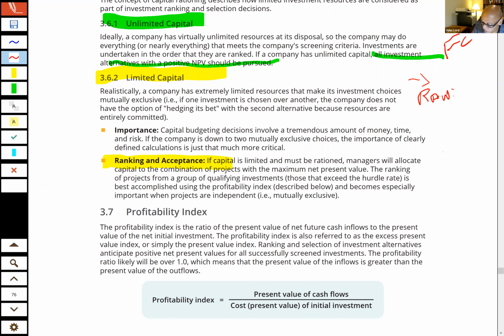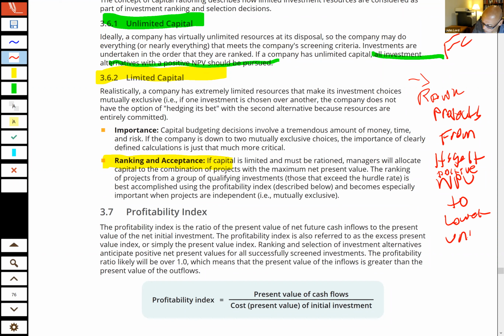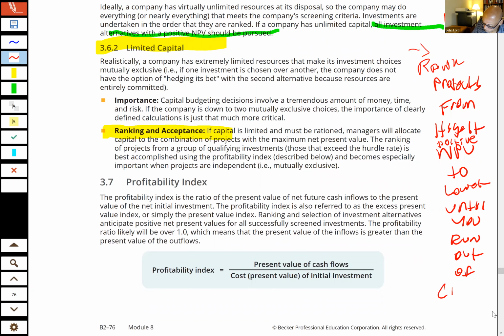Okay, so we have limited capital. Go ahead and rank projects from highest net present value, highest positive, of course. We're only going to consider positive net present value. That's it, from highest positive net present value to lowest until you run out of capital. So for limited capital, you can just do that and you can flashcard that. For limited capital, rank projects from highest positive net present value to lowest until you run out of capital.